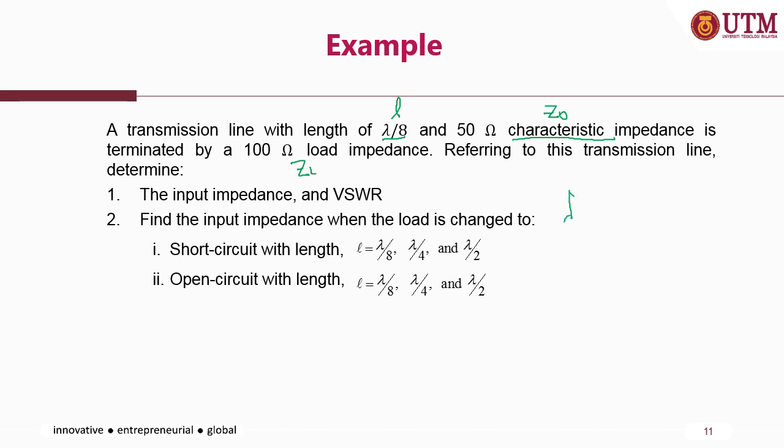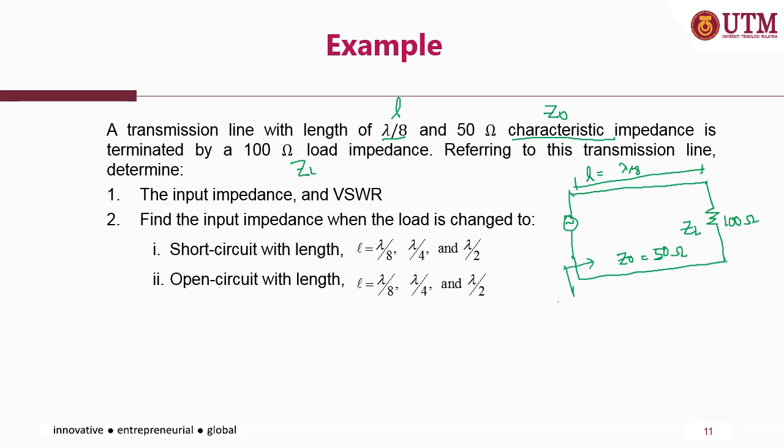So you have a transmission line and the generator. I recommend you draw or sketch the basic transmission line and include all the parameters or values that you have. So you have your ZL equal to 100 ohm, and then the transmission line L equal to lambda over 8, and then you have your Z0 equal to 50, and as usual you have your Zin, and also you have the source or generator.